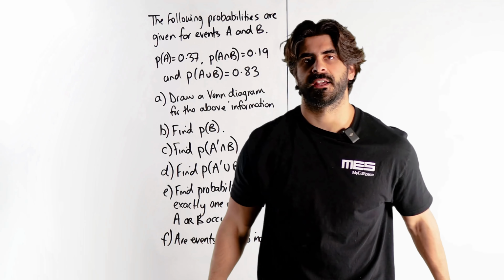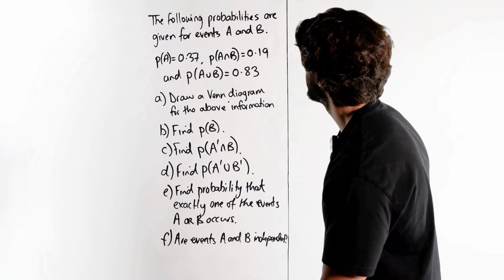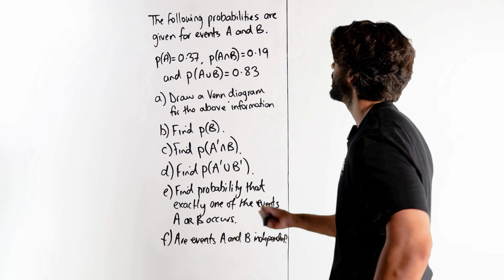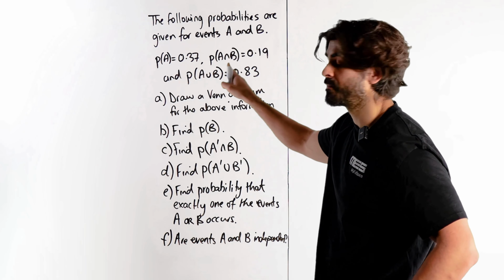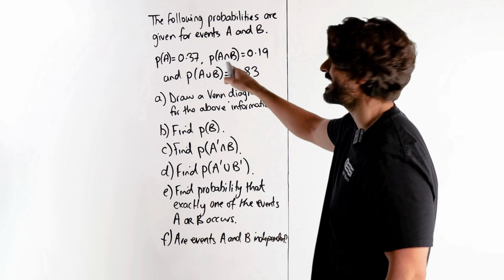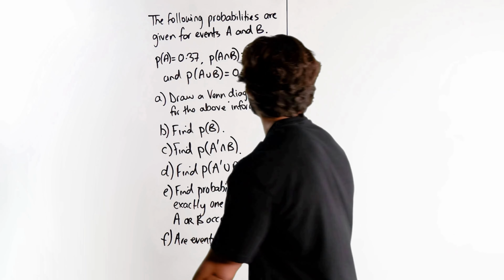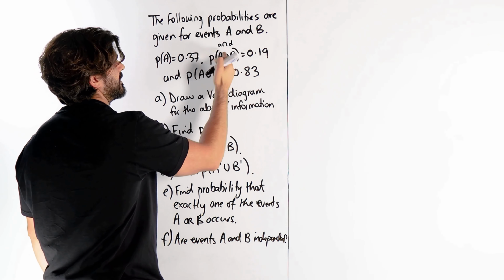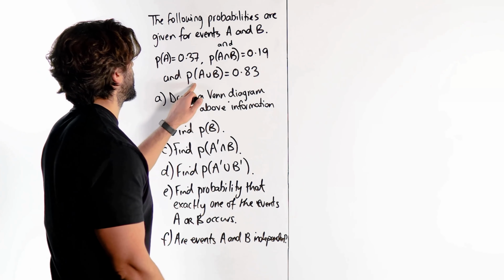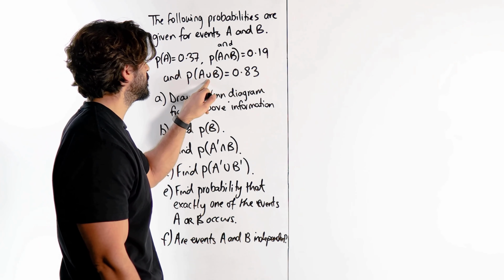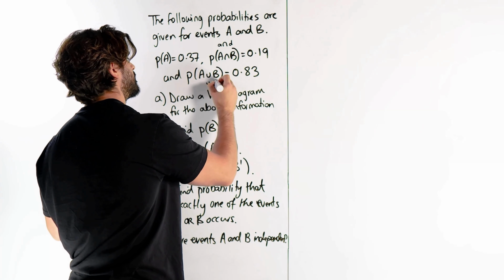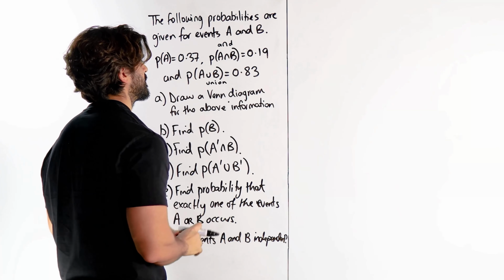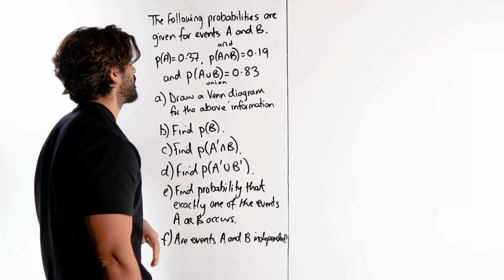GCSE sets and Venn diagrams. So we've got the following probabilities given for events A and B. Probability of A is 0.37. Probability of A and B. This symbol in set notation means intersection, but I like to think of it as "and". And the probability of A or B. So this means union, so together. A together with B, the probability is 0.83. Draw a Venn diagram for the above information.